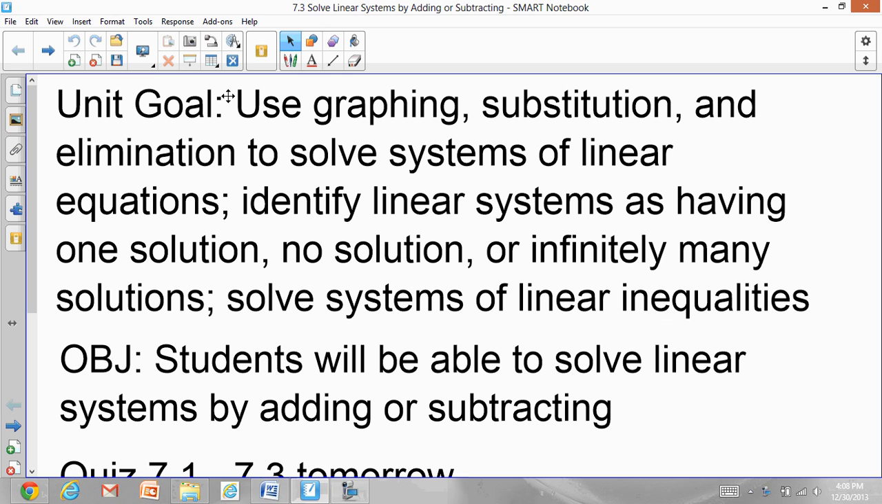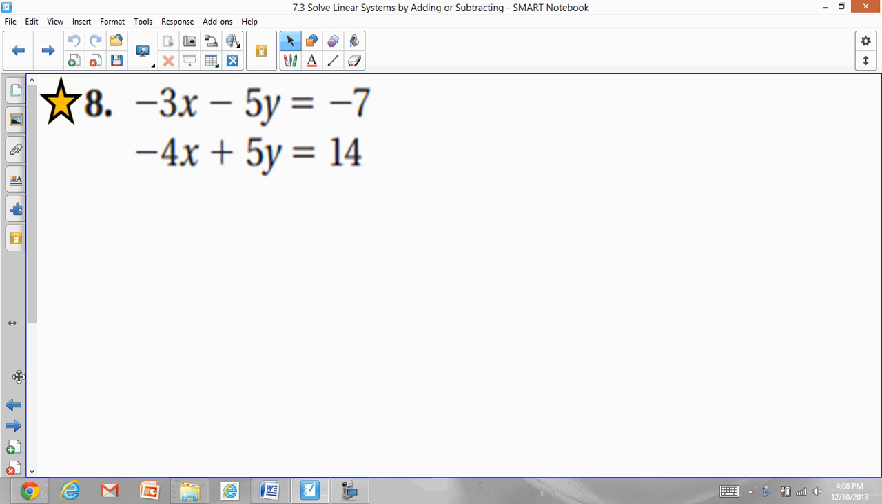In your notebook, write today's date 7.3, solve linear systems by adding or subtracting. So this is also called the elimination method. Now copy down question number 8. You are given two equations and you need to solve and find the solution for x and y.